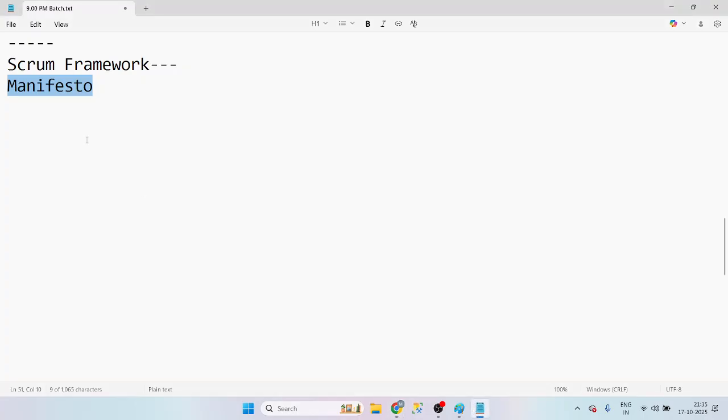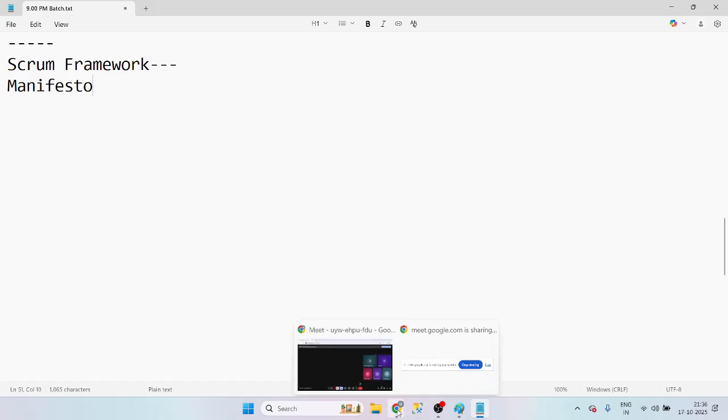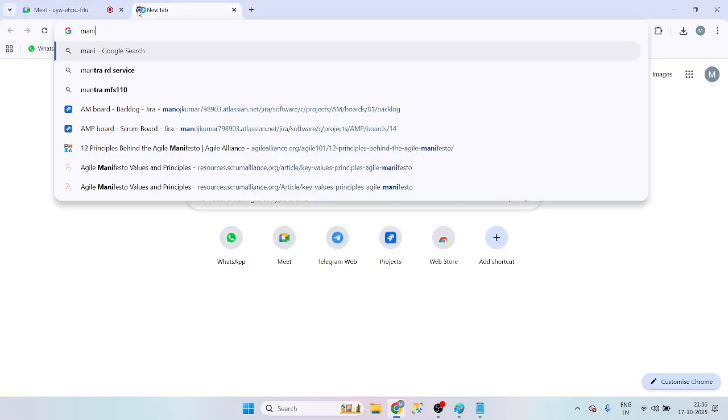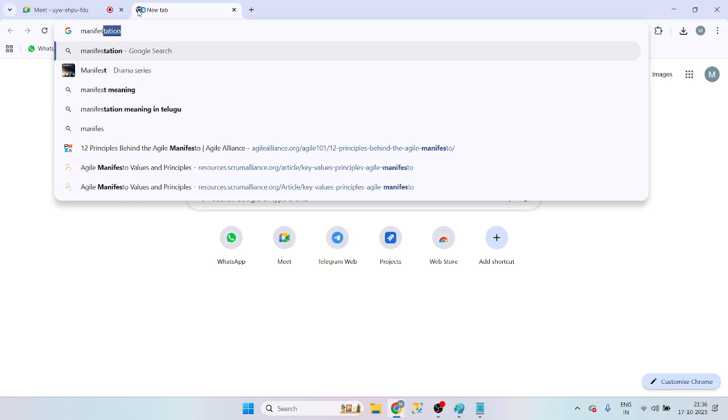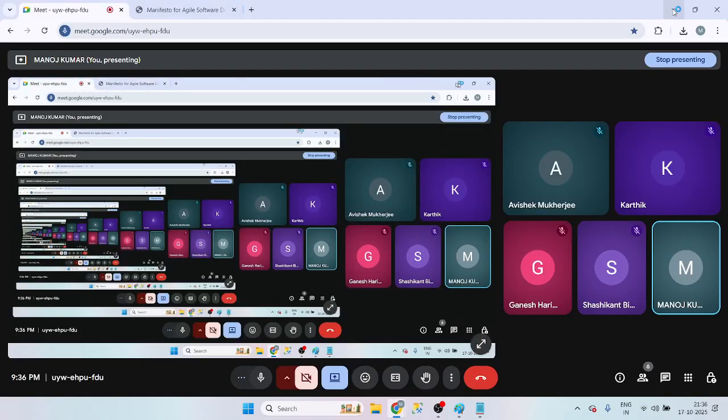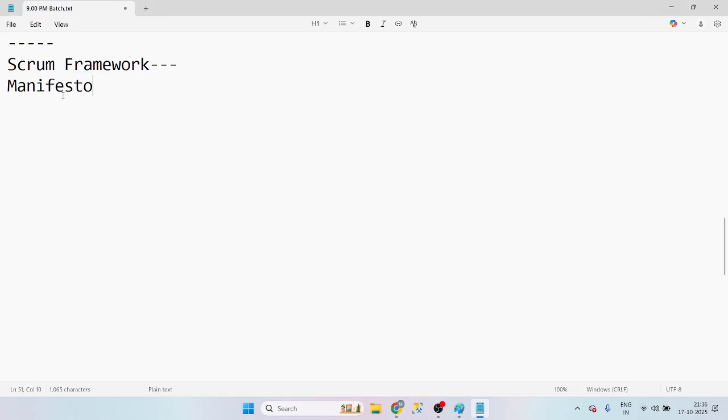We are moving to another topic, the manifesto. Now I will just explain what the manifesto is. What does manifesto mean, guys? What is the meaning of manifesto? Think.